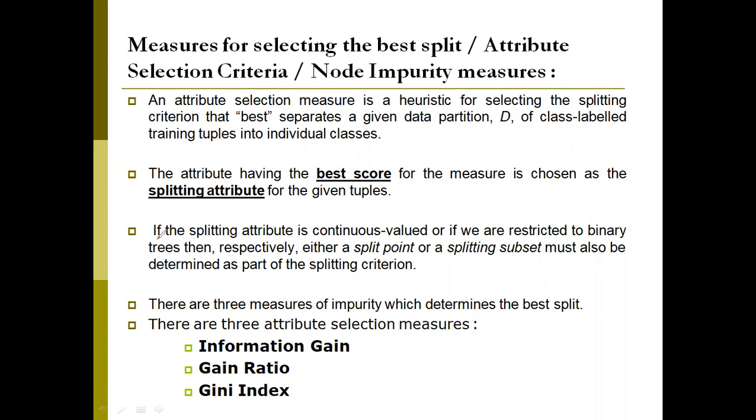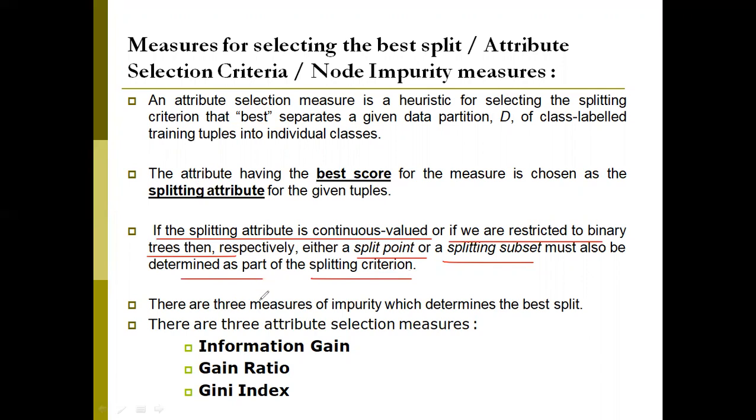If the splitting attribute is continuous valued, or if we are restricted to binary trees, then respectively either a split point or a splitting subset must also be determined as part of the splitting criteria. Suppose we have an attribute with continuous values; for this kind of attribute also we are going to measure the splitting criteria.